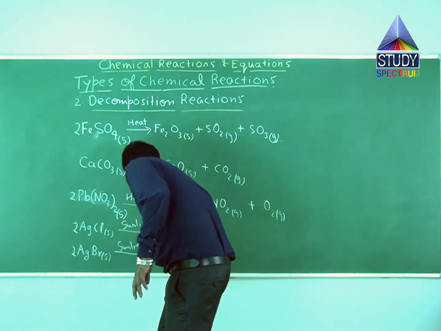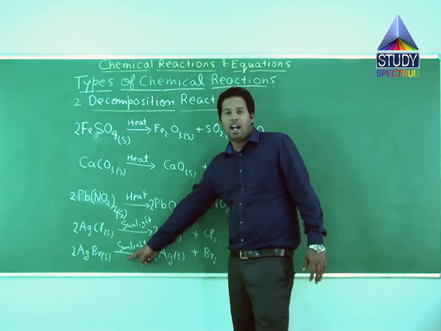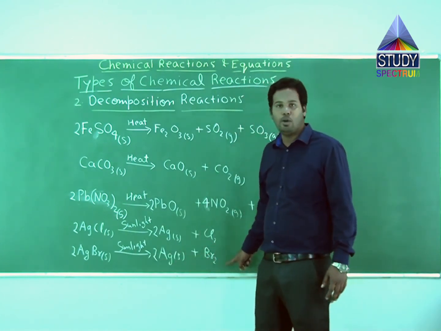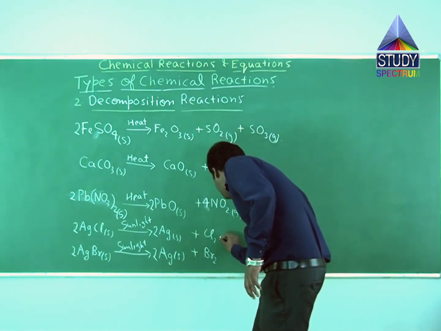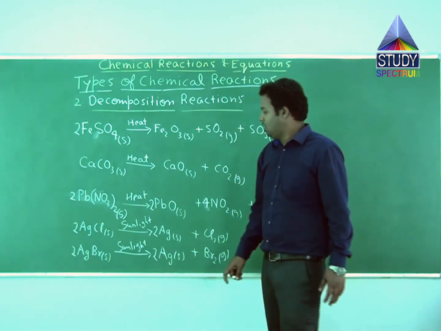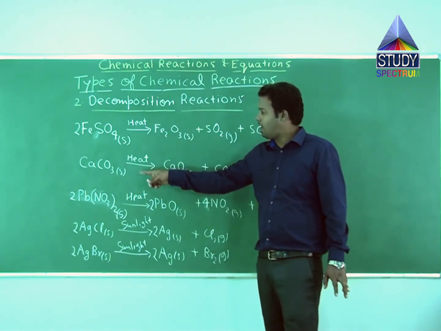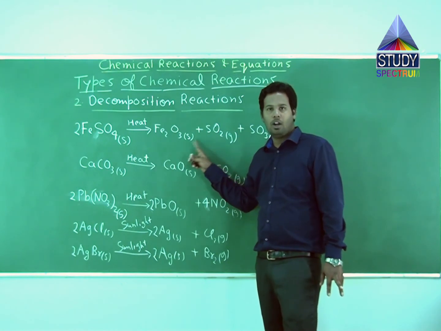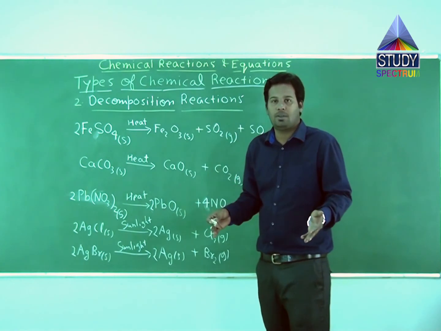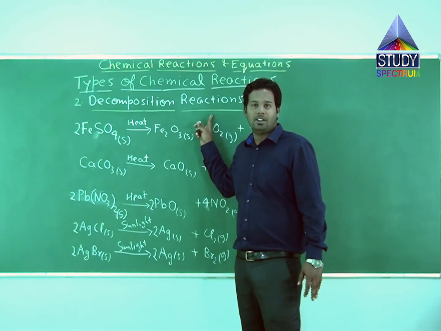to proceed, and here also you can see that this particular single reactant is being converted into two substances, that is silver and bromine gas. This chlorine was also in gas form, this bromine is also in gas form. So in all these reactions which you see, every time a single reactant is being broken or converted into two or more simpler substances. So this is decomposition reaction.